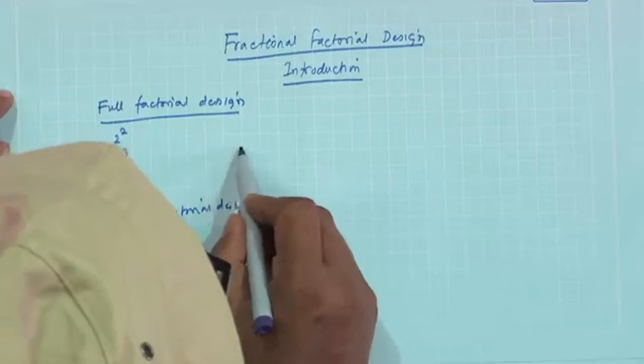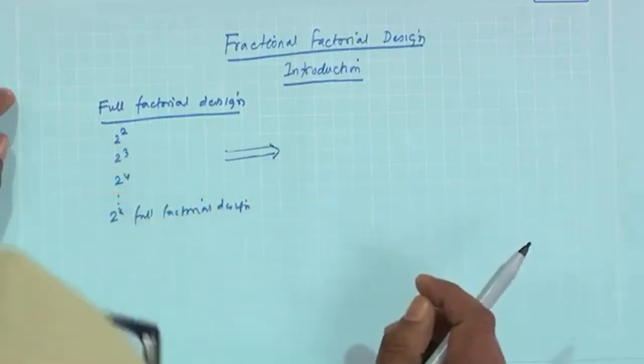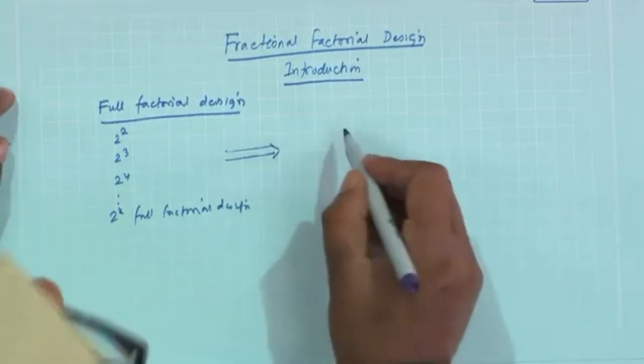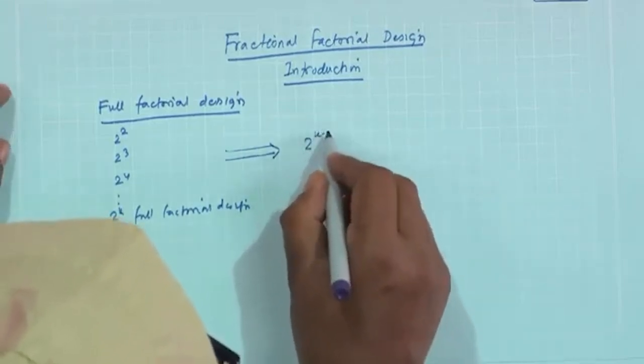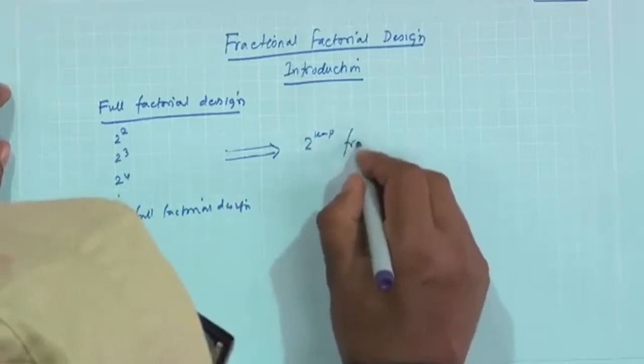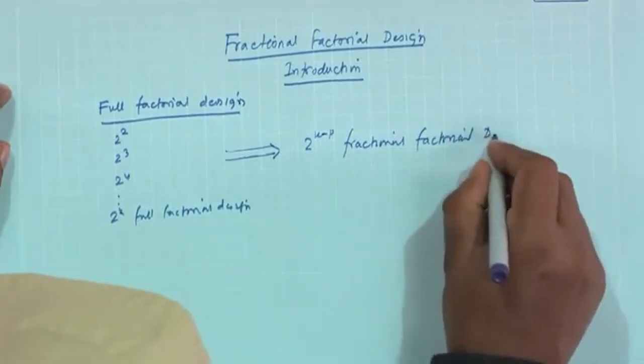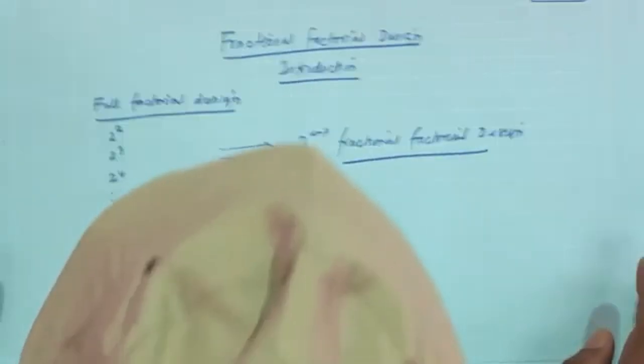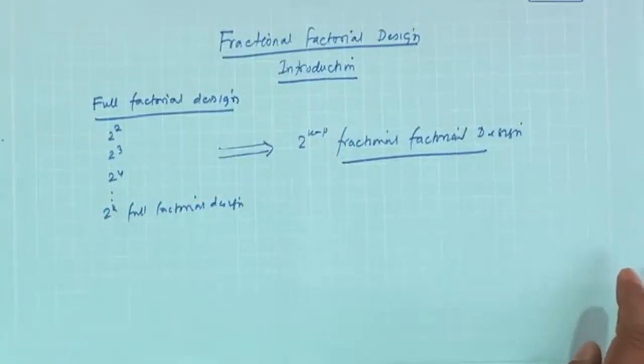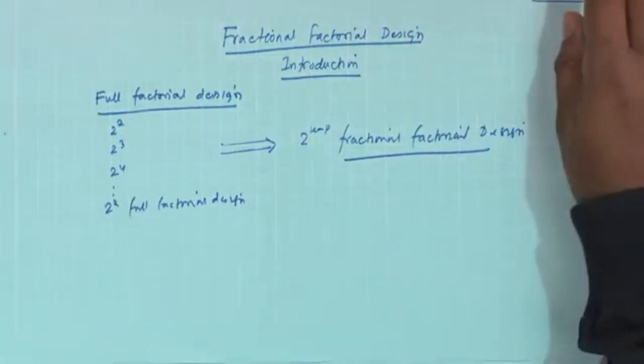So, our job today is to go from full to fractional. It will be something like 2 to the power k minus p fractional factorial design. When we go for fractional factorial design from full factorial design, there will be a lot of changes. There are conceptual issues, there are estimation issues, and there are design issues. All those things will be discussed in this introduction lecture on fractional factorial design.